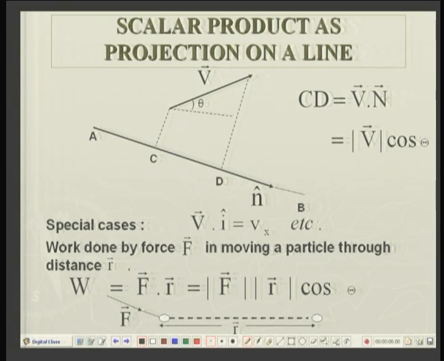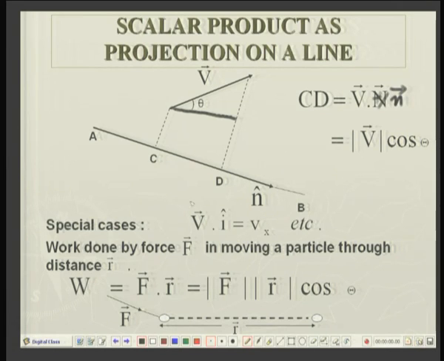N, let us say, should be a unit vector n. So this is equal to the magnitude of v times the cosine of the angle between the vector v and the n unit vector. This angle I have drawn, and this line is parallel to the unit vector n. As a special case, we can take the projection of vector v on the unit vector along the x axis, that is i vector, which will give me the component of v in the x direction, vx.